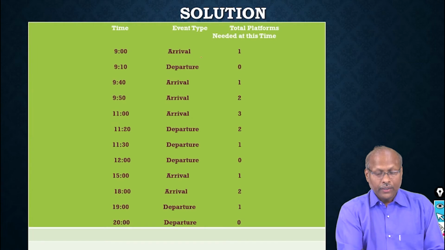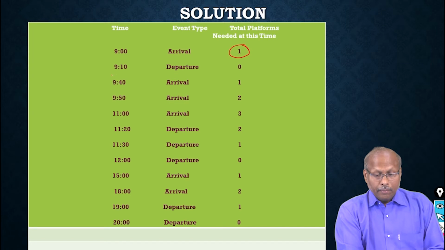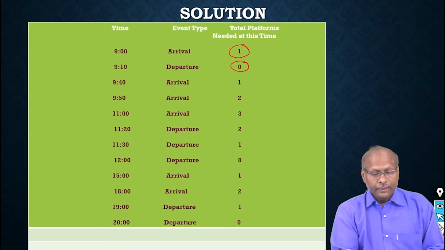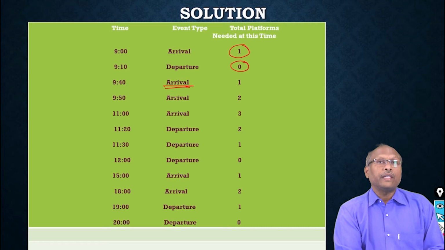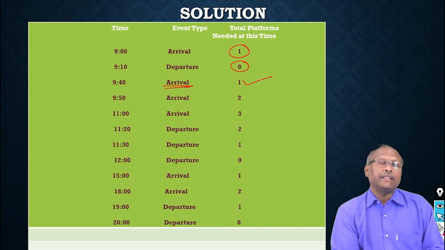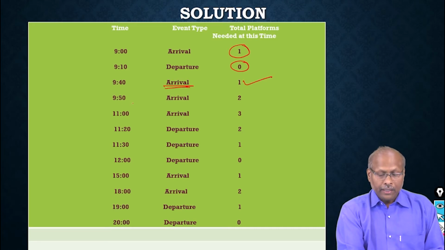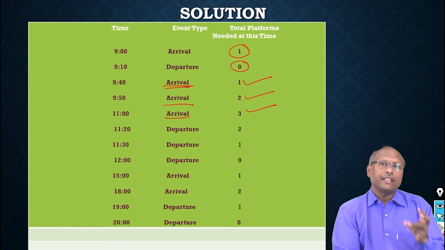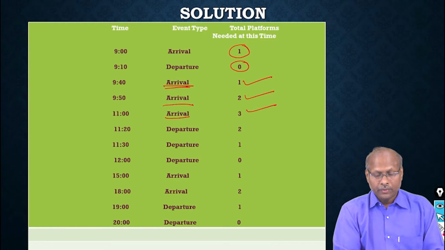If you observe here, 9 o'clock arrival, first train. So I need 1 platform. By 9:10, that is departing. That means now 0 platforms required, because now no trains are there. So initially 1 train. 9:40, one more arrival. So when arrival is coming, I need 1 platform. Again 9:50, one more train is coming, arrival. So that means the first train is already there, and the second train is coming. So I need 2 platforms. Again 11 o'clock, again arrival only. This train is there, so this is the third. That means at a time 3 trains are there in the station.